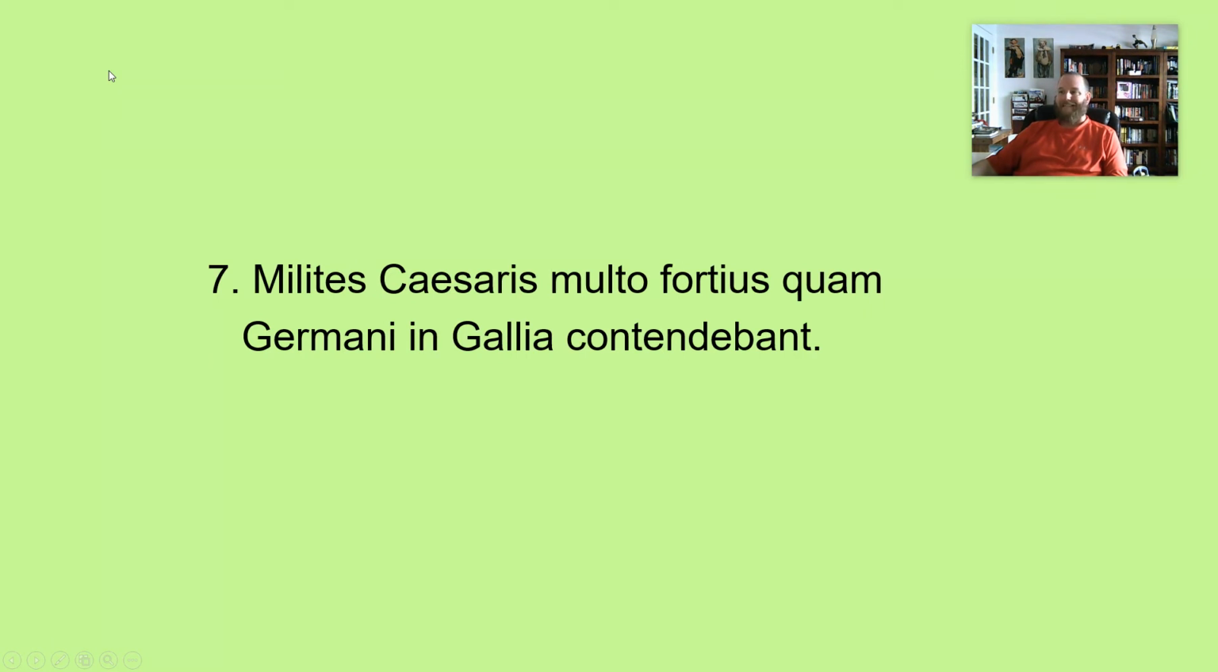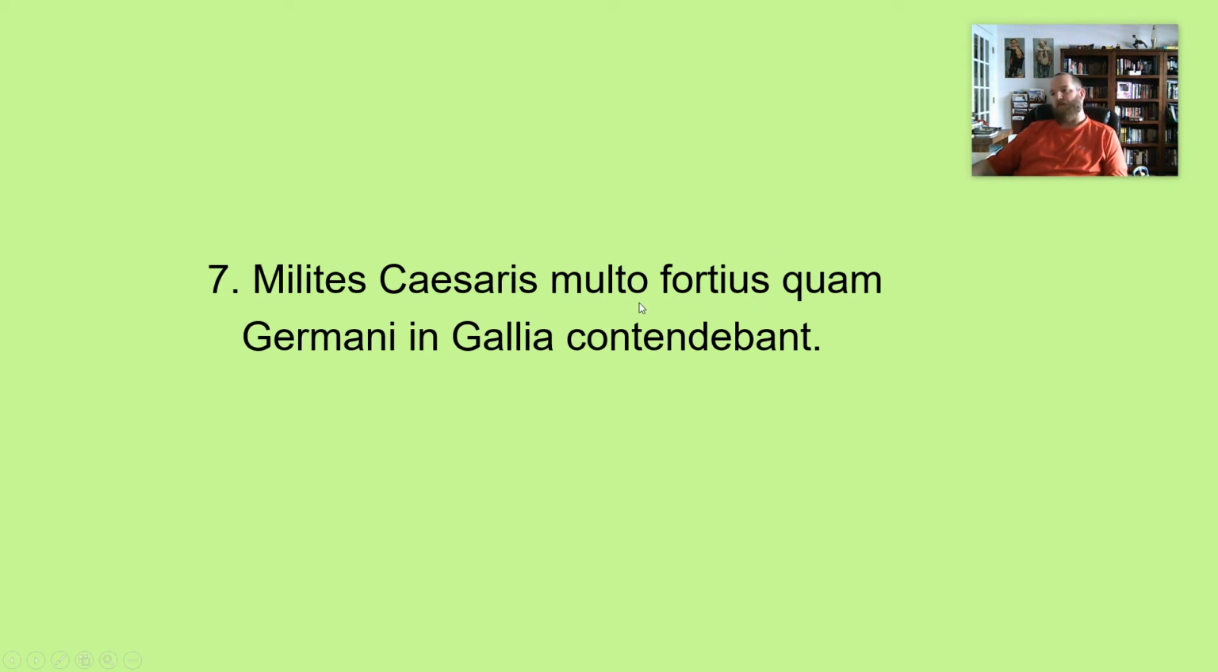Number 7, milites Caesaris multo fortius quam Germani in Gallia contendebant. So for this one, the soldiers are probably the subject because we see a plural verb here. So Caesar's soldiers were struggling or fighting fortius. This could be the neuter comparative adjective, but that doesn't really make sense. There's no neuter nouns here. So that means it must be the comparative adverb. They were fighting more bravely.